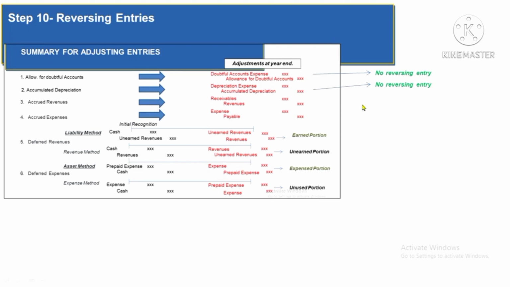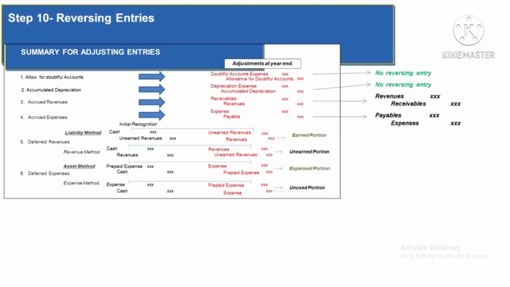However, if we're talking about accruals, both the accrued expense and the accrued revenues must be reversed. But how do we do that? Let's just debit what was credited in here and credit what was debited in here. So it looks like this one.